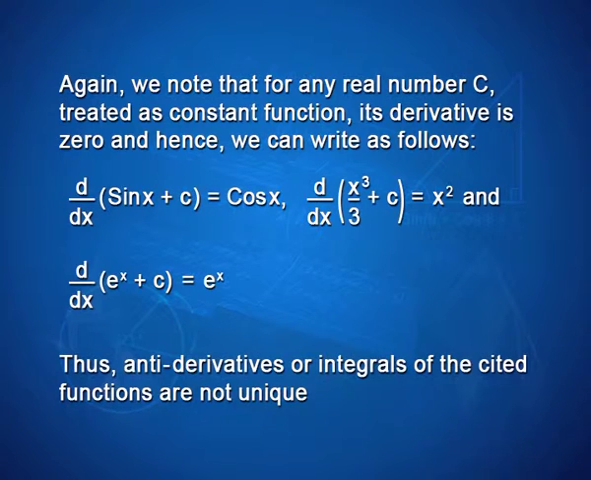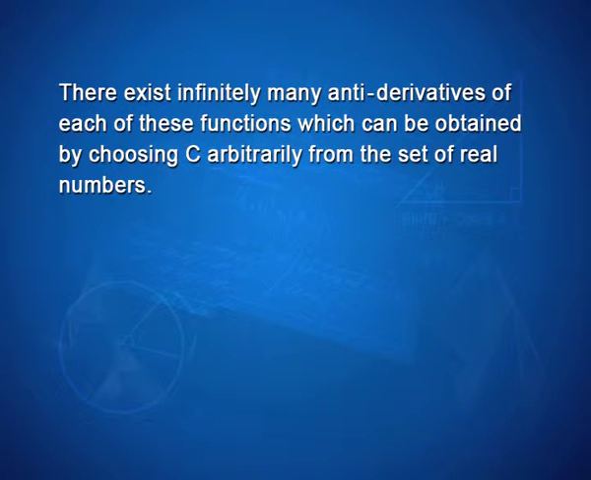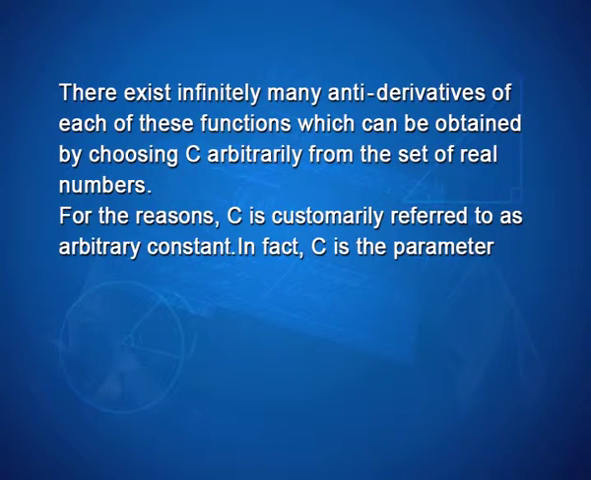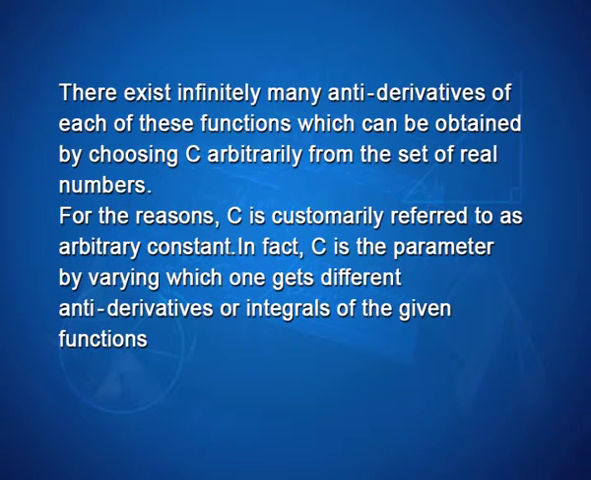Thus, antiderivatives or integrals of the cited functions are not unique. Actually, there exist infinitely many antiderivatives of each of these functions, which can be obtained by choosing c arbitrarily from the set of real numbers. For this reason, c is customarily referred to as arbitrary constant. In fact, c is the parameter by varying which one gets different antiderivatives or integrals of the given functions.